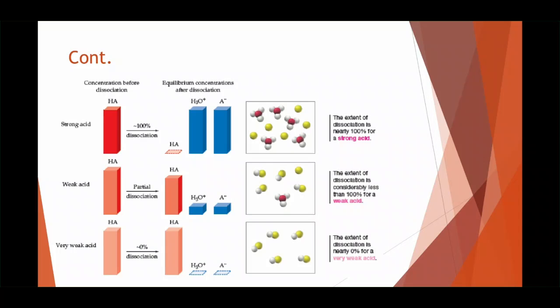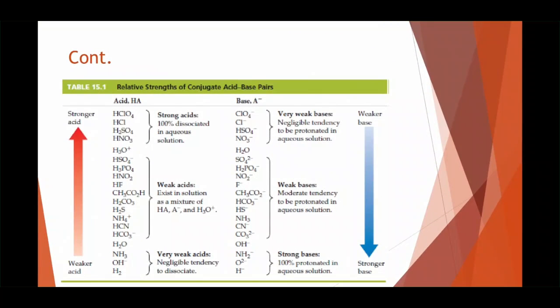Here we have some diagrams showing the strength of acids, and they depict which is a strong acid, which is a weak acid, and which is a very weak acid. You can see in this diagram the extent of dissociation is nearly 100% for a strong acid, but for a weaker acid it is considerably less than 100%, and for a very weak acid it is nearly 0%. In the last slide we have a chart which shows the acids and their strength and the bases and their strength.